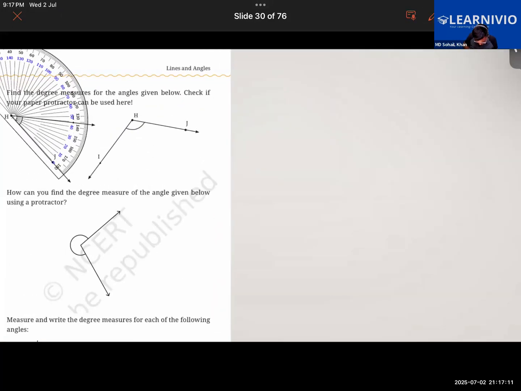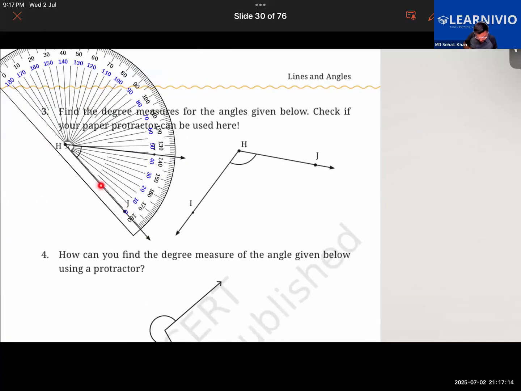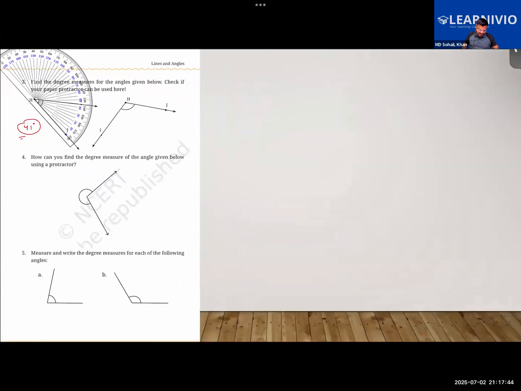Look over here, right? I haven't been able to place it properly, like it is not aligned, but nonetheless, we can understand, right? So it is clearly more than 40, right? And it should be around 41 or 42. Getting it, Nafis? So I think 41 degree should be the answer. All right. Okay, now measure the second one. I hope you guys are placing the protector properly.